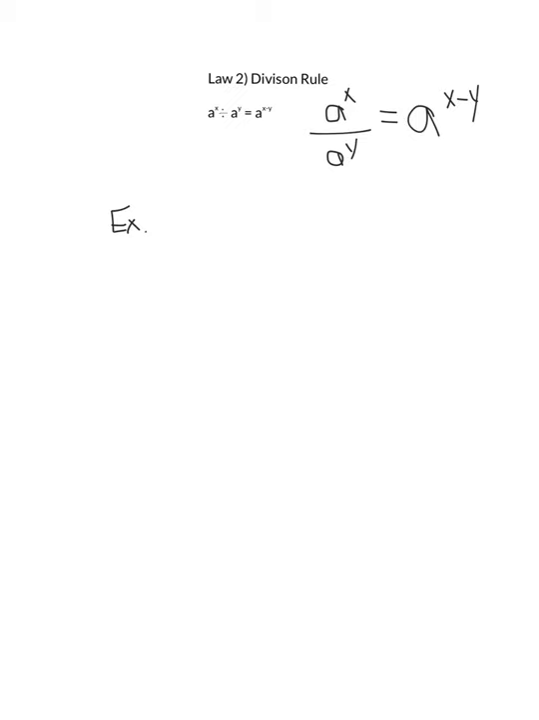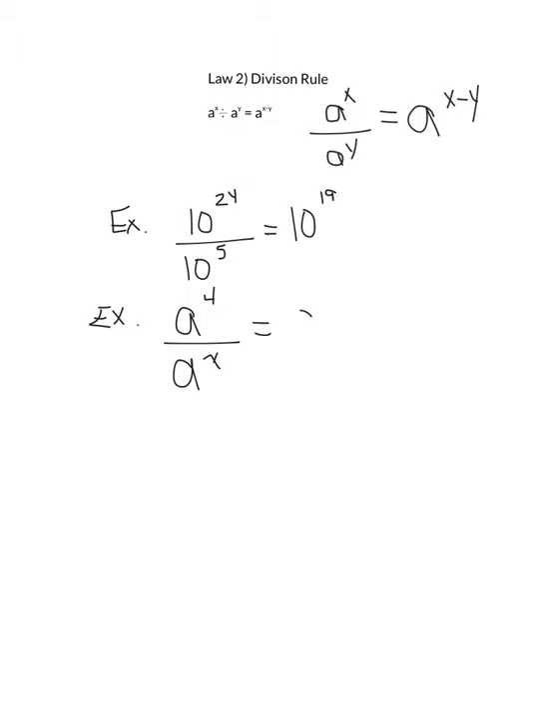If I just start off and I say that we have a 10 to the 24 divided by a 10 to the 5, we would be doing 10 to the 24 minus 5, so a 19. And again, if I were to be giving you an example with letters, and I said a to the 4 divided by a to the x, it could become a to the 4 minus x.